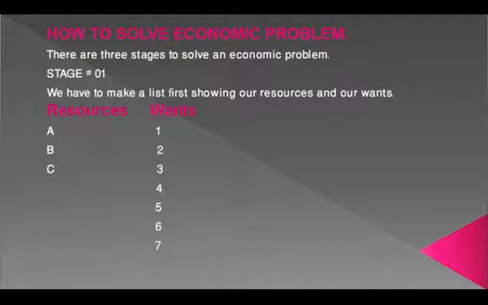We do economizing to solve economic problem. Now stage 1 tells us that firstly we have to make a list which shows our resources and our wants. You can see over here our resources are A, B, C. We have just 3 resources at our disposal and our wants are 1, 2, 3, 4, 5, 6, 7. Now if you compare your resources with your wants, it is clearly indicated here that resources are limited and wants are unlimited.